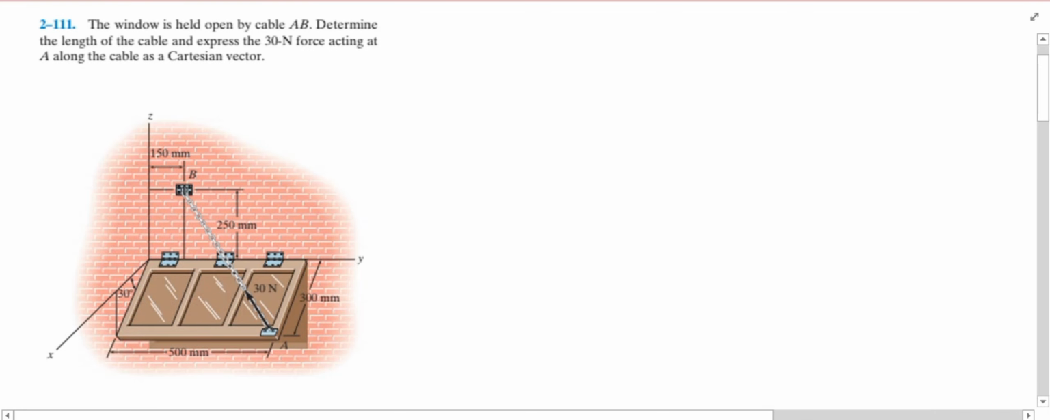Everyone, welcome back. Just try this question. This question says that a window is held open by a cable AB. Determine the length of the cable and express the 30 Newton force acting at A along the cable as a Cartesian vector. So our steps remain the same.